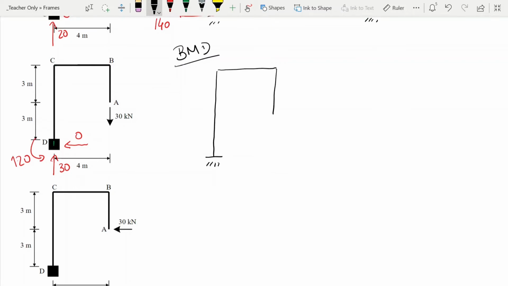So we have 120 here that will cause the bar to have tension on the left side. That's the value here of 120. And since we don't have shear force, we know that this here is 120 constant all the way to the top. Then that 120 transfers outside, that's the value over there. And now we do have a load of 30, that's our shear force.